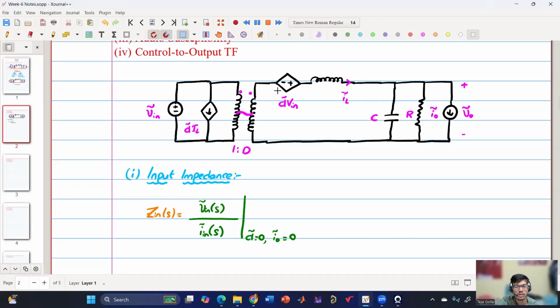It gets shorted. So this is also shorted. So basically I can remove this and short, I can remove this and open, and I naught tilde is also zero. So this current is also zero.